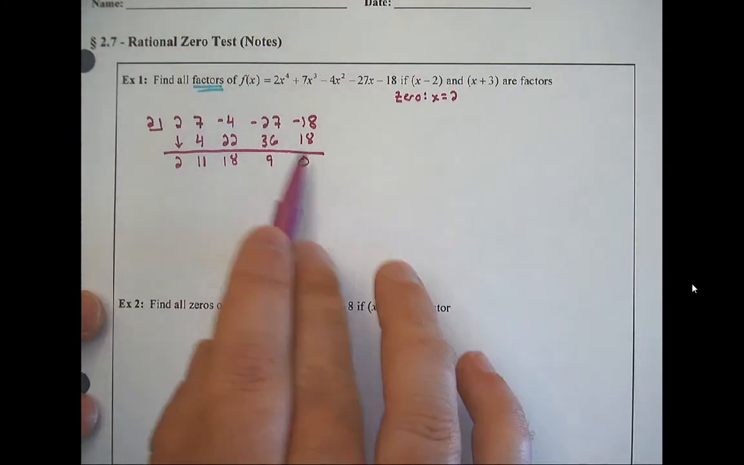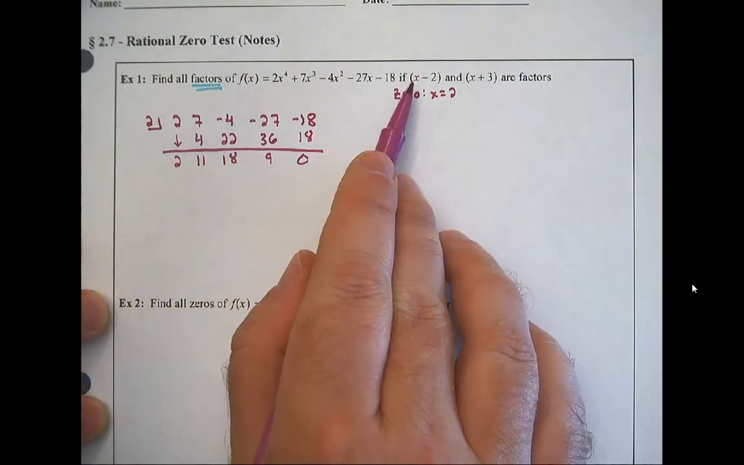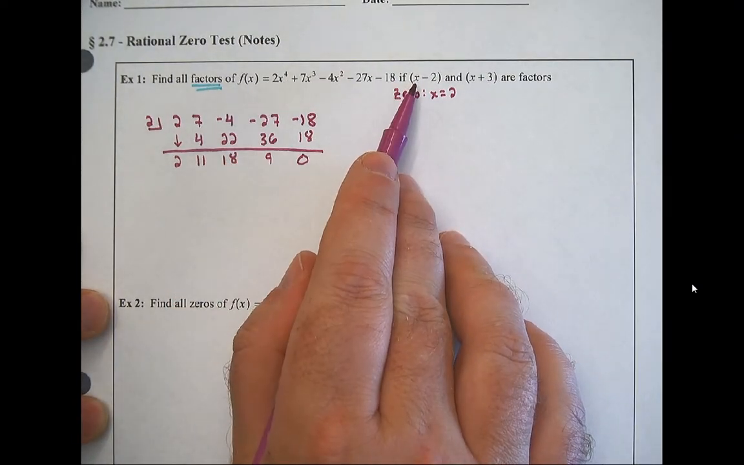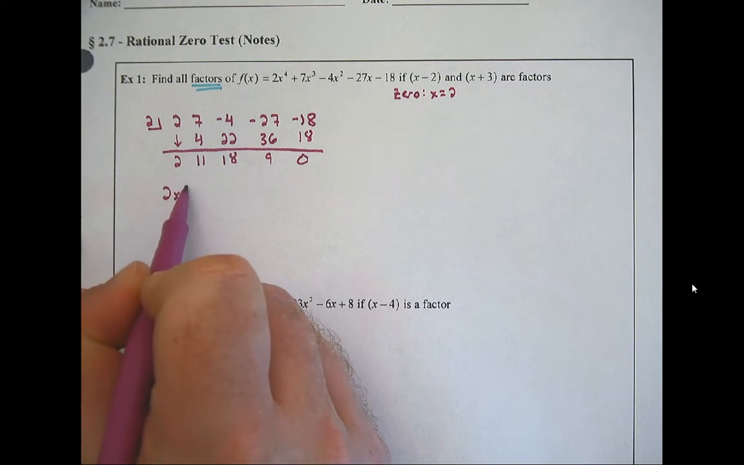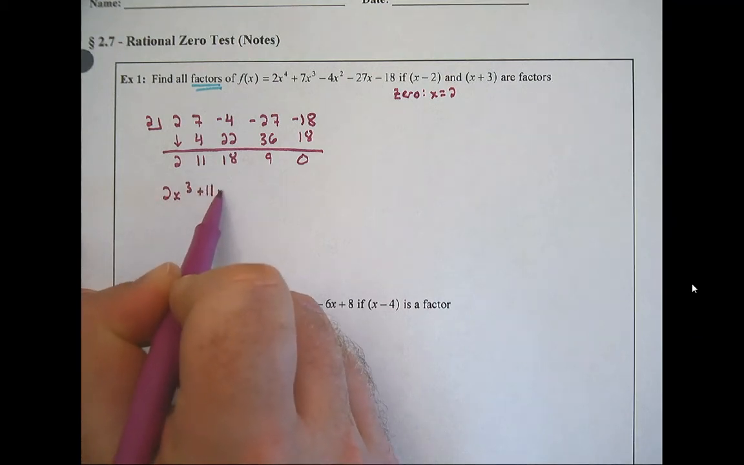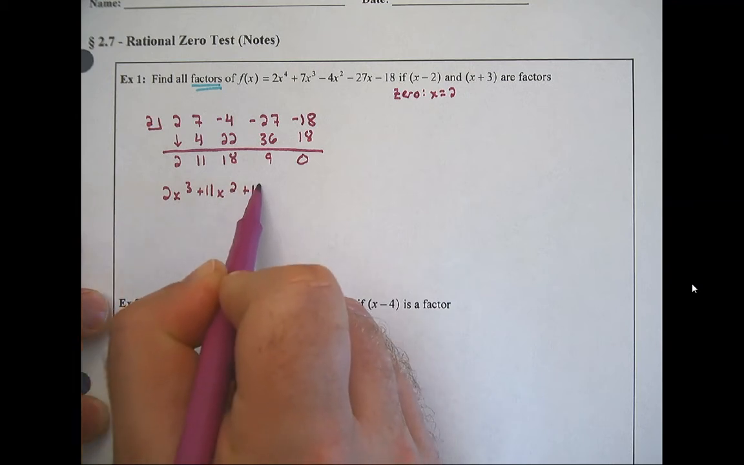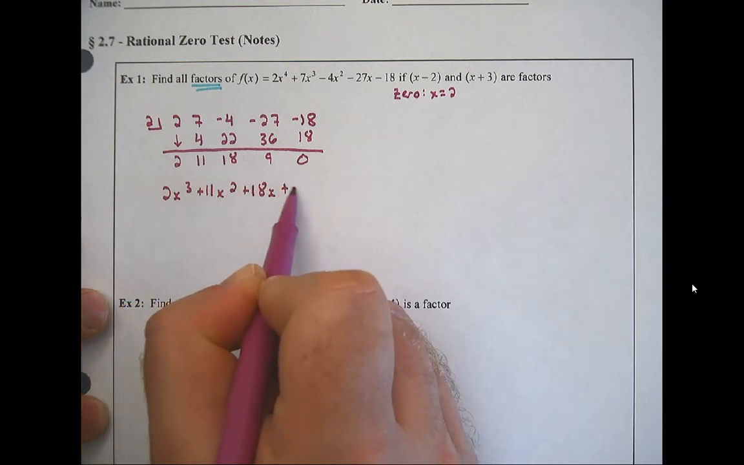So now we can rewrite this. If this was an x to the 4 and we broke it down by an x to the first, that's going to make this a 2x to the third plus 11x squared plus 18x plus 9.